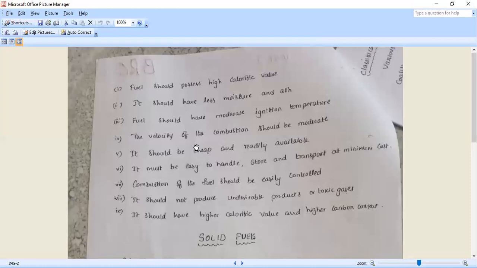Combustion of the fuel should be easily controlled while burning the fuel. It should not produce any undesirable products like toxic gases.